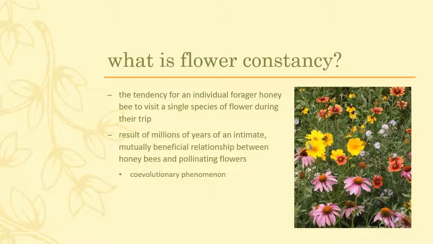So what exactly is flower constancy? Flower constancy is the tendency for an individual forager honeybee to visit a single species of flower during their foraging trip. It's a coevolutionary phenomenon, so you can't understand it in its entirety by just looking at the honeybee or just looking at the flower, but you have to look at how they've worked in tandem over the years to create this fascinating concept. It's the result of millions of years of this intimate, mutually beneficial relationship between honeybees and the flowers that they pollinate.